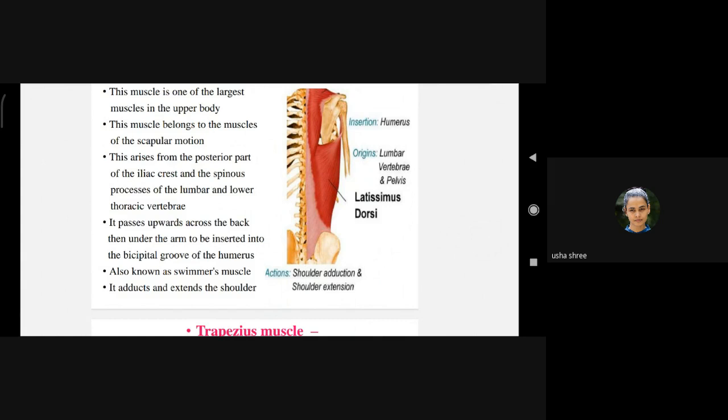It adducts and extends the shoulder. Just a few minutes ago, we studied the movements, and one movement was adduction. For that adduction movement, this muscle is responsible. And extension of the shoulder too. Adduction and extension are the movements done by this latissimus dorsi.